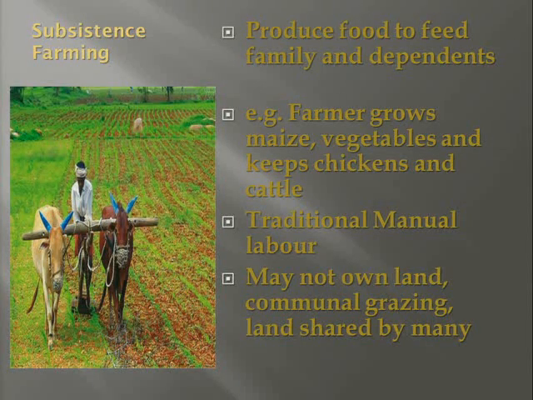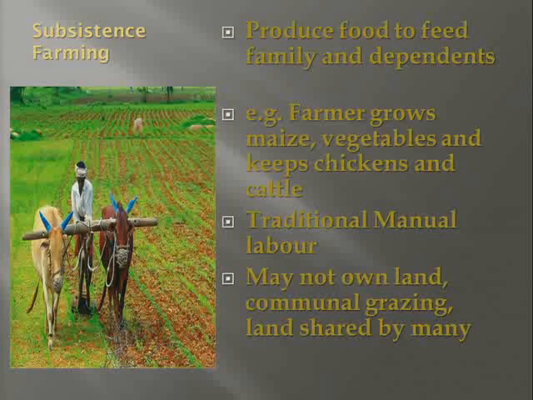Let's look at the picture. Can you see that lady with his 2 bulls or cows? They produce to feed the family and dependents. The farmer grows maize, vegetables, keeps chickens and cattle. There's quite a lot of things around there, but they're not really making profit. They're not selling anything. And then they use traditional manual labor. Old farming methods are being used here.